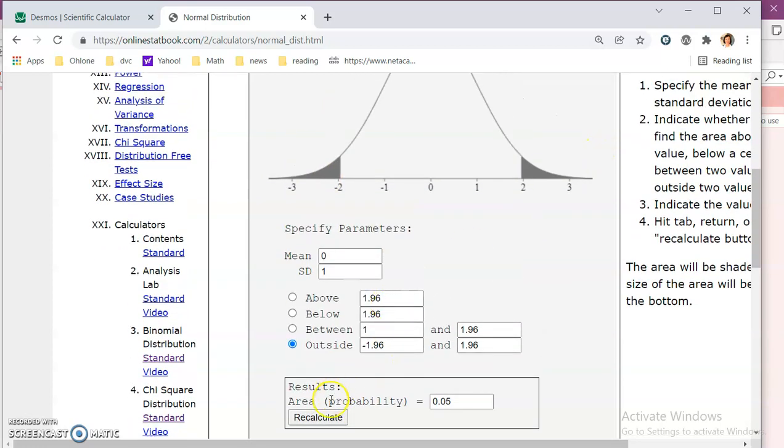To find them, you click on them and do recalculate. So if you want to do between, you recalculate, and it will show the answer. This answer is the probability that z will take these values, and it is actually the area under this bell curve. So in a nutshell, that's how you use the normal calculator for standard normal.